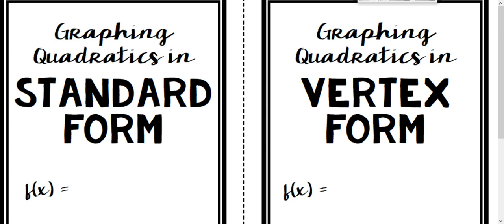We're going to talk about graphing quadratics. We're going to talk about two different things. We're going to talk about standard form. So standard form is when you see it with that ax squared plus bx plus c. So ax squared plus bx plus c.